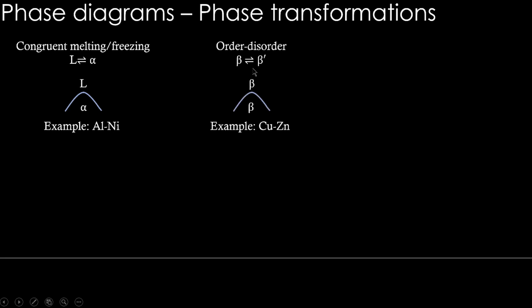Then there are things called order-disorder transformations, where a phase without any chemical order at high temperature becomes chemically ordered below a certain temperature. Okay, so this beta becoming beta prime is order to disorder transformation. Low temperature phase will be usually ordered. So example is copper zinc system.